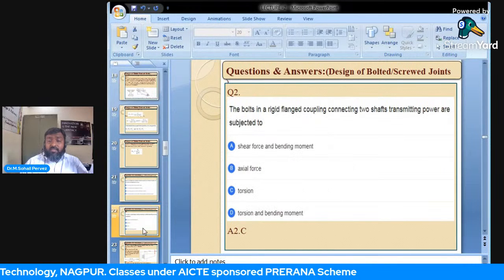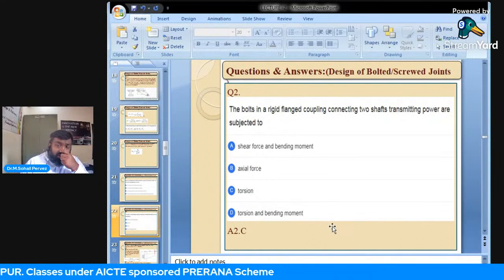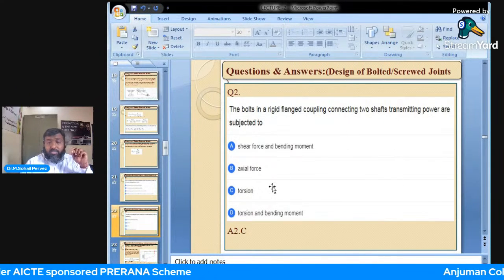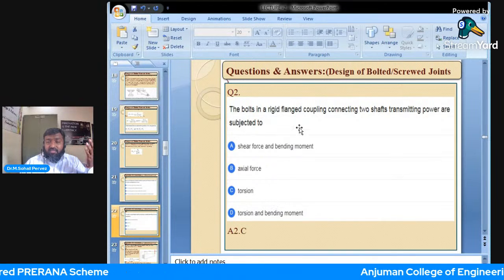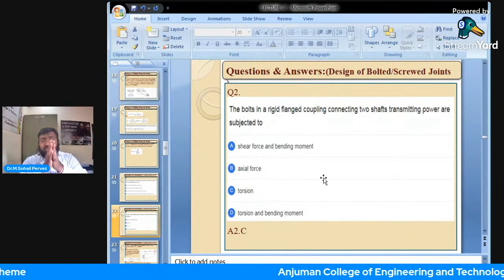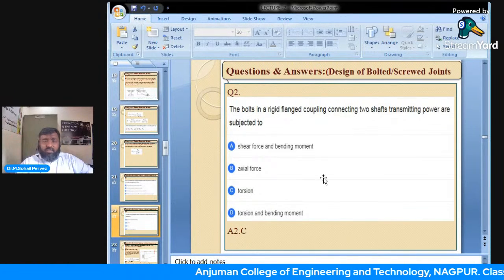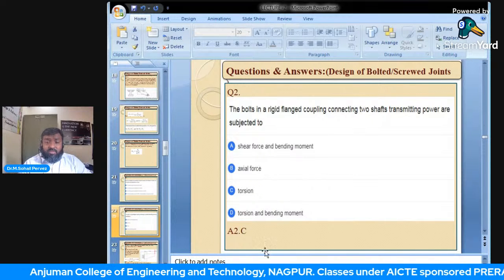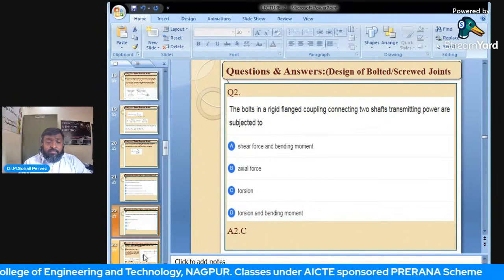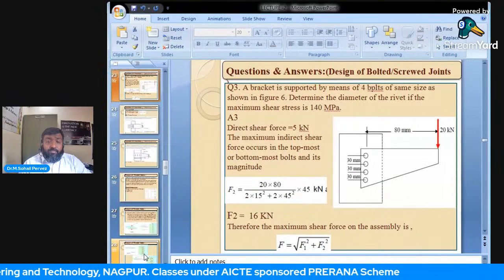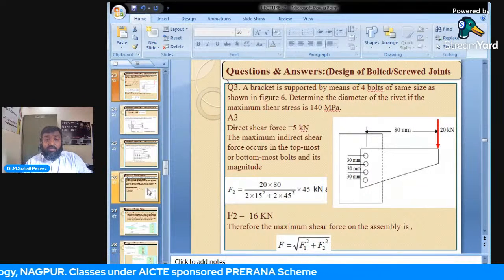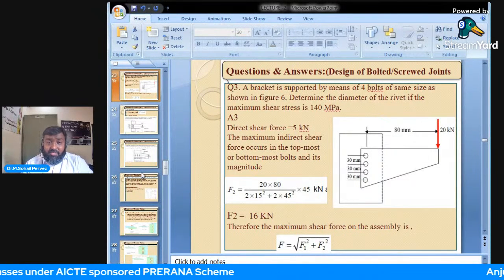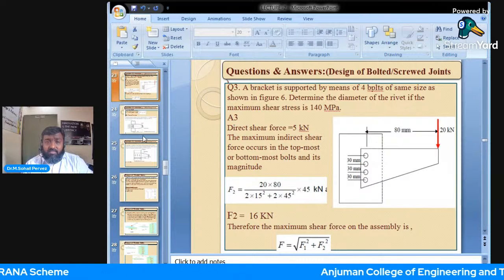The next one: the bolts in a rigid flange coupling that connects two shafts and transfers power are subjected to what? I think this is very simple, because if the flanges fall apart, then tensile or axial load will be there. So axial force it is. The next one. Since all three topics are there today, we will go accordingly, but still we have to finish it up.